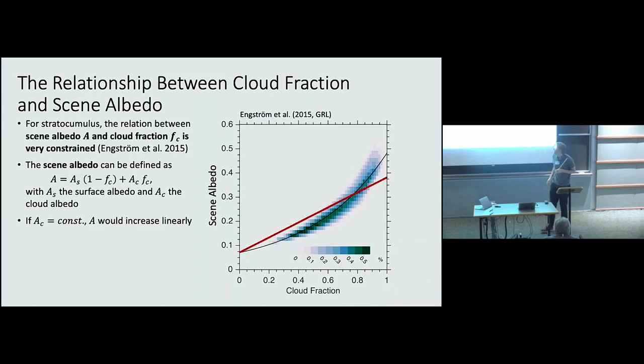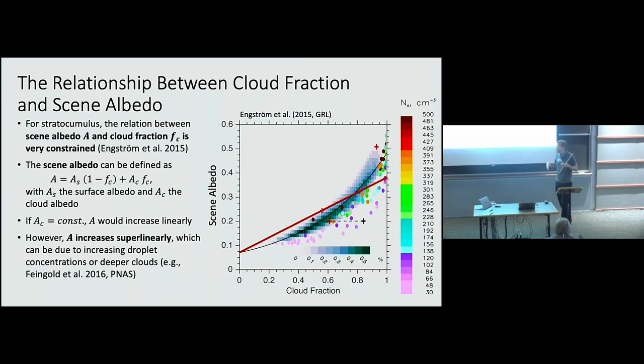And if the cloud albedo were constant, then we would see a linear relationship in this nice phase diagram. But we can see here that this relationship is not linear. It's more or less superlinear. And there are several explanations and hypotheses for why this relationship is superlinear.